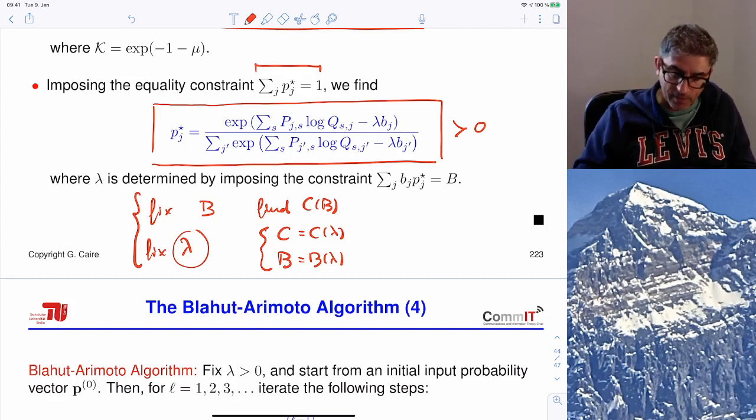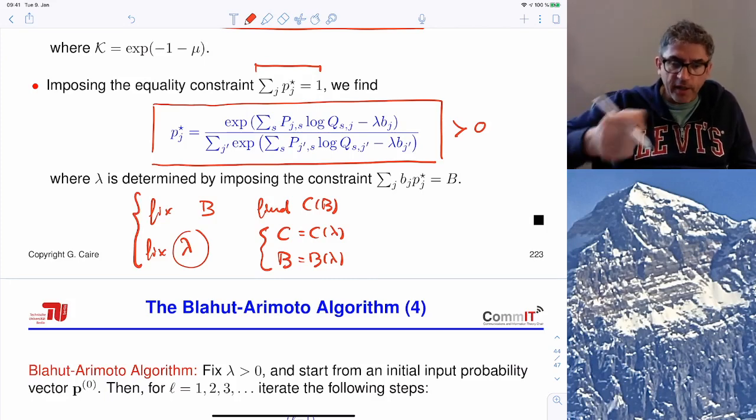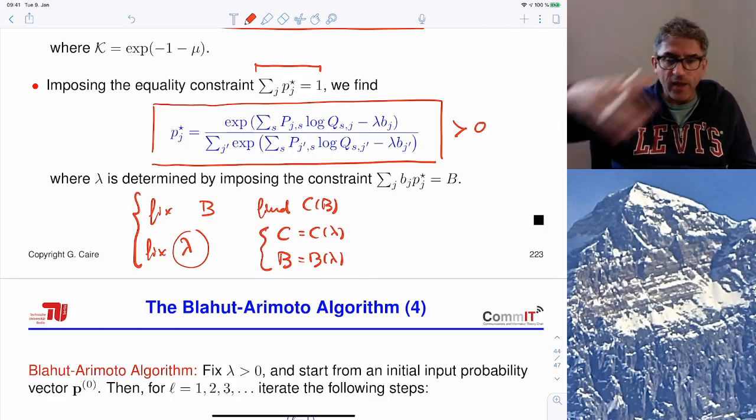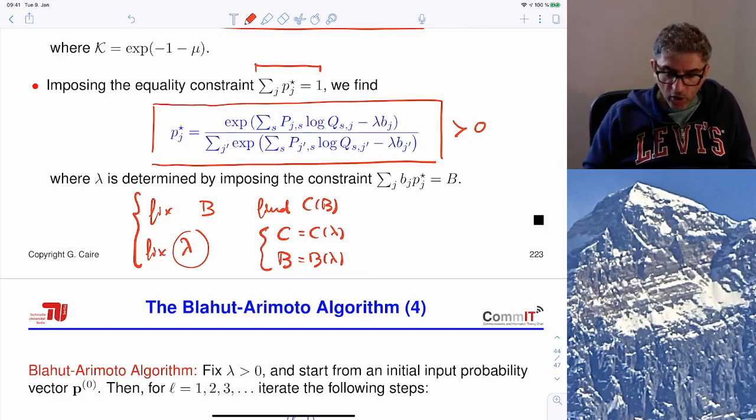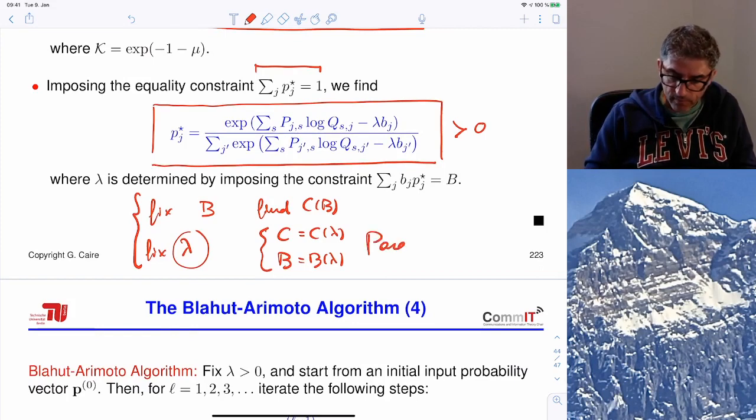So that's a general approach when we have this Lagrangian optimization. It is typically much easier to use the Lagrangian multiplier as a parameter, as a knob. You turn it, so you make it small, you make it large, and you get the whole curve of C as a function of B in parametric form.